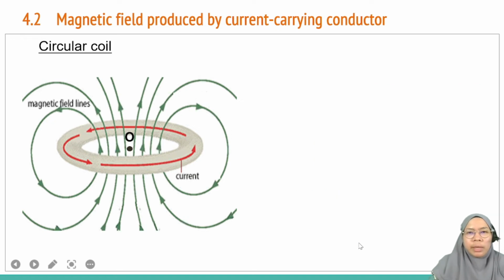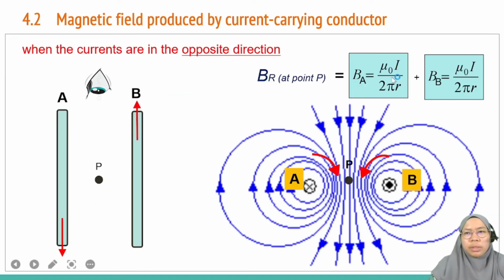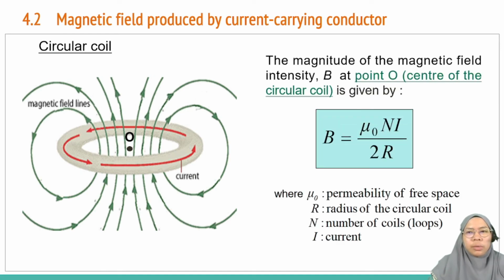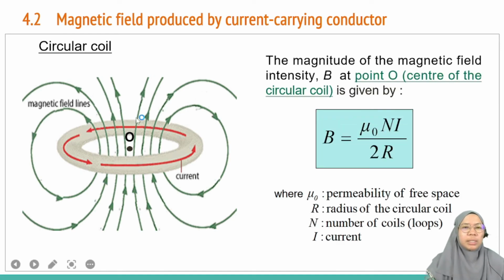If we go back to this one, this is mu naught I over 2 pi r, where r is the distance of point from the conductor. For circular coil, we have radius, because this is a circle, so we have radius.